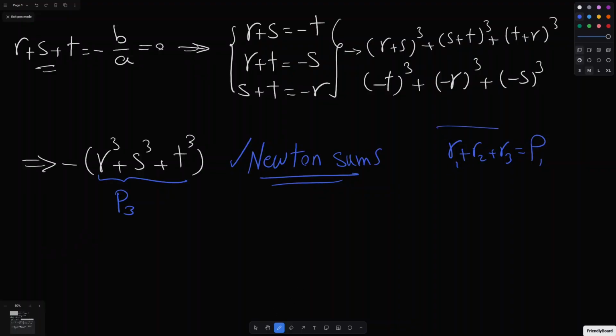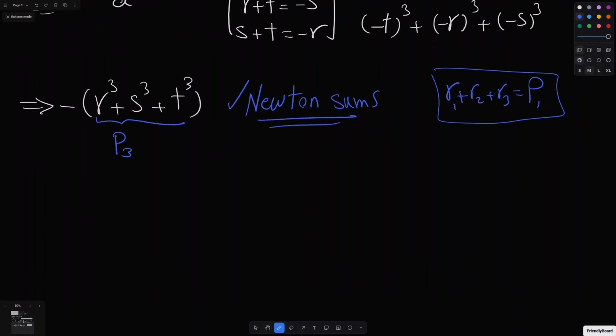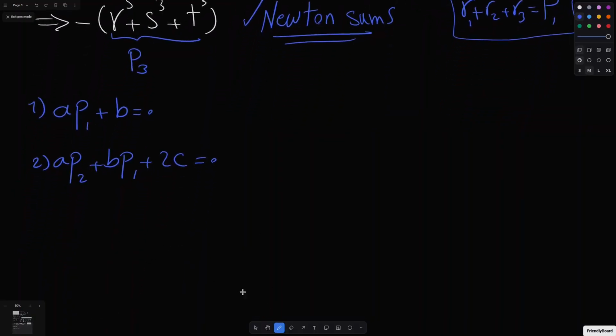So if you just consider this, we can actually write the whole p1, p2, and p3 very simply. It's going to be a p1 plus b equals 0. Then it's going to be a p2 plus b p1 plus 2c equals 0, where a, b and c are just the coefficients that we have. And then we have a p3 plus b p2 plus c p1 plus 3d equals 0. So this is what we have, and we want to solve it till here.